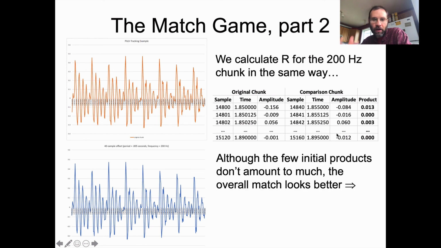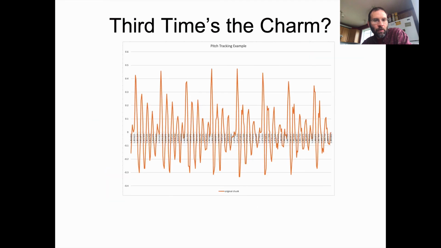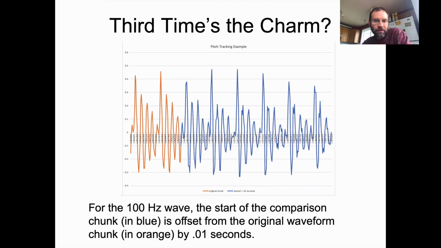And in fact, if you walk through again all 320 of these, the overall match looks better. It's R equals 6.21. So that's a lot better than that small negative number we had for 400 hertz. Okay, so that looks pretty good. We can also try the 100 hertz potential frequency.